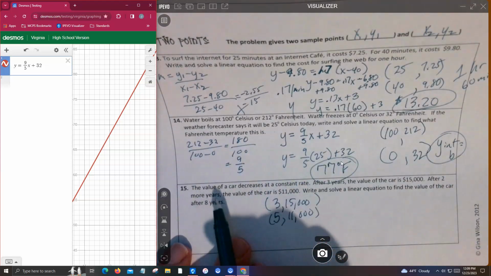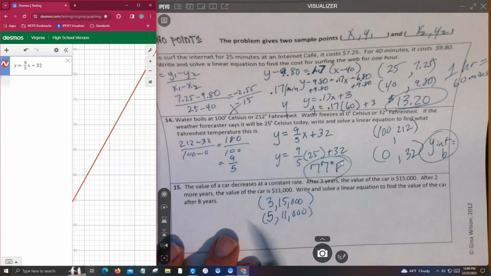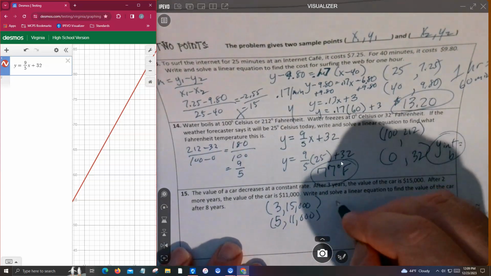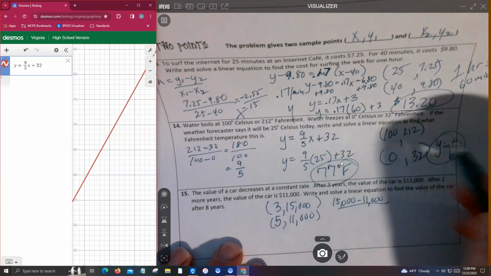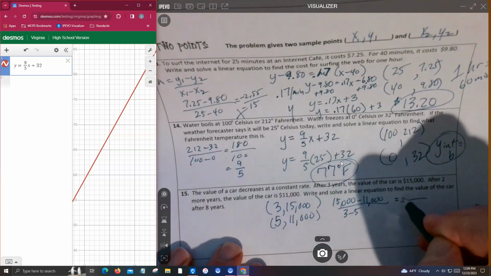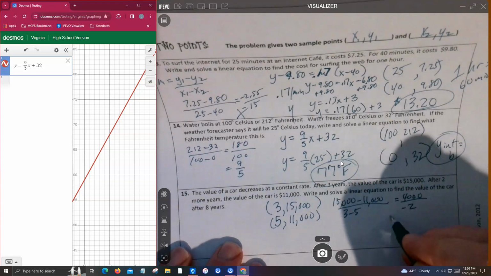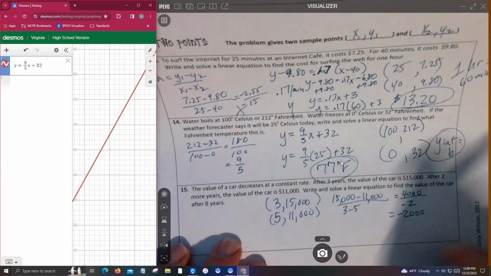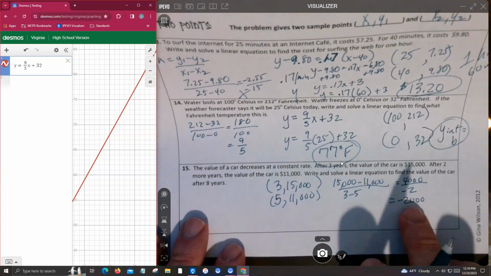Again, it says 2 more years. It's like 2 more years later. So from the beginning, it's been 5 years. All right. So now I have this, and I'm going to figure out what my rate is. So let's do that. So 15,000 minus 11,000, all divided by 3 minus 5. Okay, so this comes out to be 4,000, right? Yep, and this is negative 2. So it's dropping by $2,000 a year. Okay, basically.